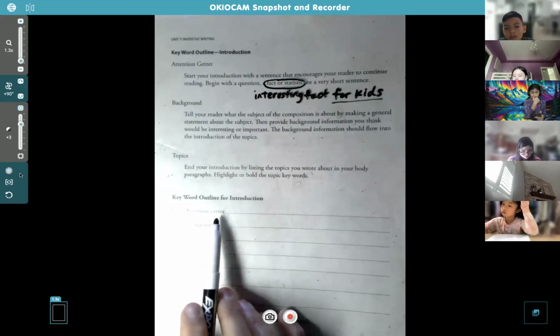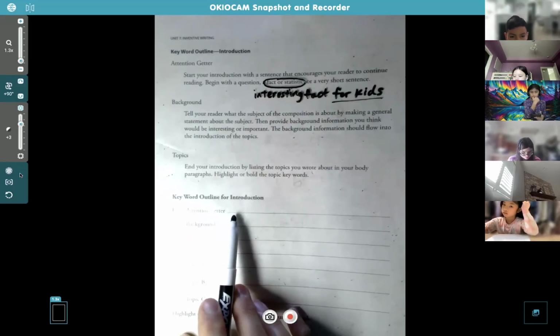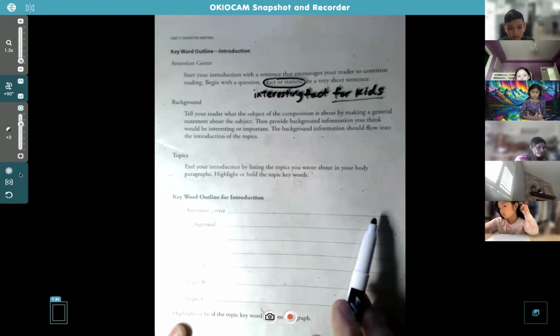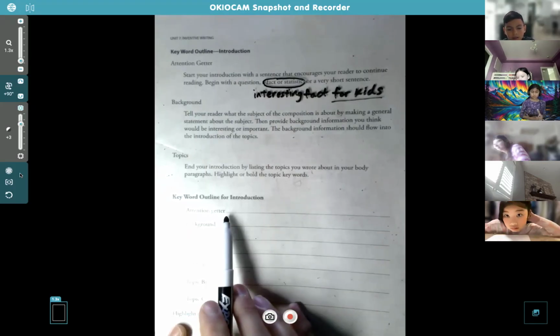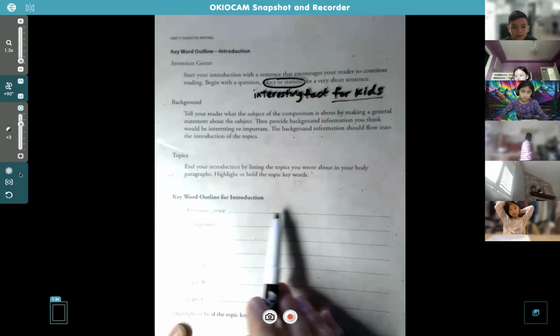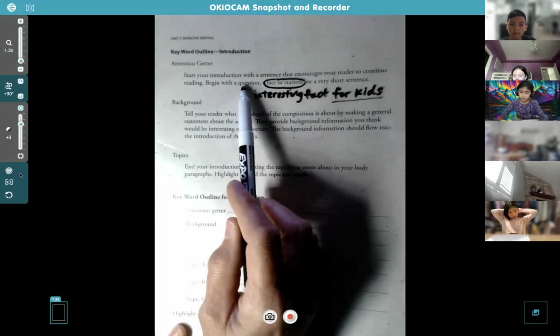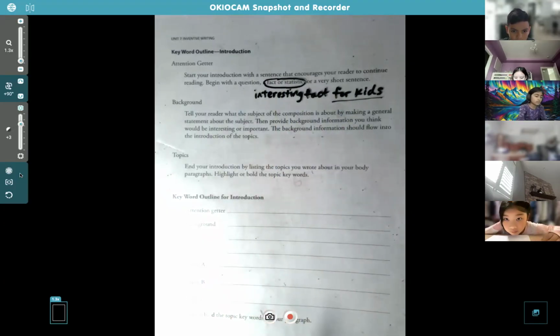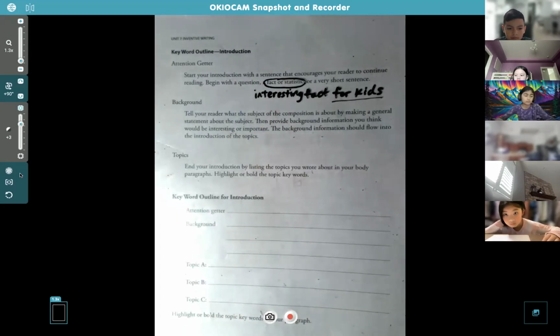So right here for attention getter, if you know what you're going to put for that, you can write down some keywords here or even your sentence if you want to write that down. If you don't know yet, you can think about this later, but you're going to think about either a question, an interesting fact, or a very short sentence to start your paper. Okay, so be thinking about that. I got to move on to these other parts here.